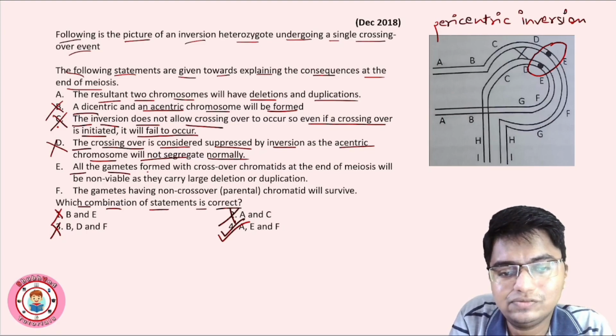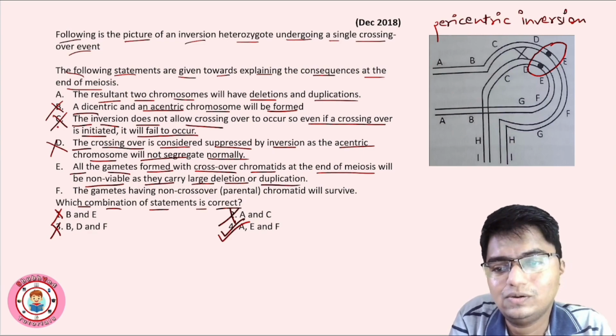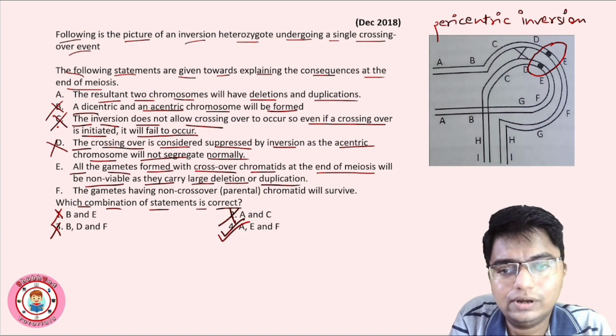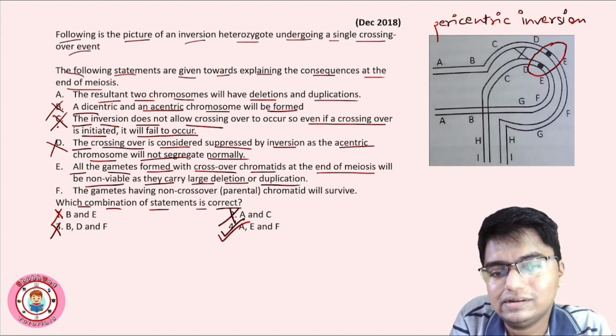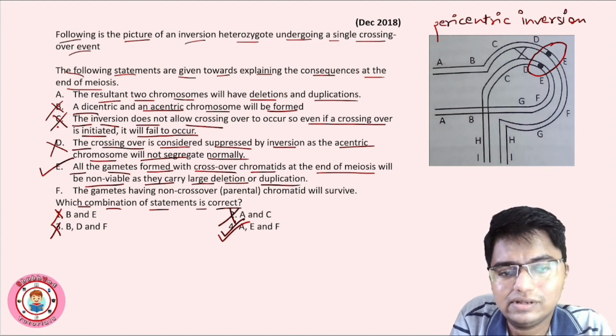All the gametes formed with the crossover chromatids at the end of meiosis will be non-viable as they carry large deletion or duplication. Yes, the crossover results into products. Okay, मतलब जो products बनेंगे after crossover, those will be non-viable because they will carry, उसमें होगा deletion and duplication, right? So this is absolutely correct. The gametes having non-crossover, that is parental chromatid, will survive.